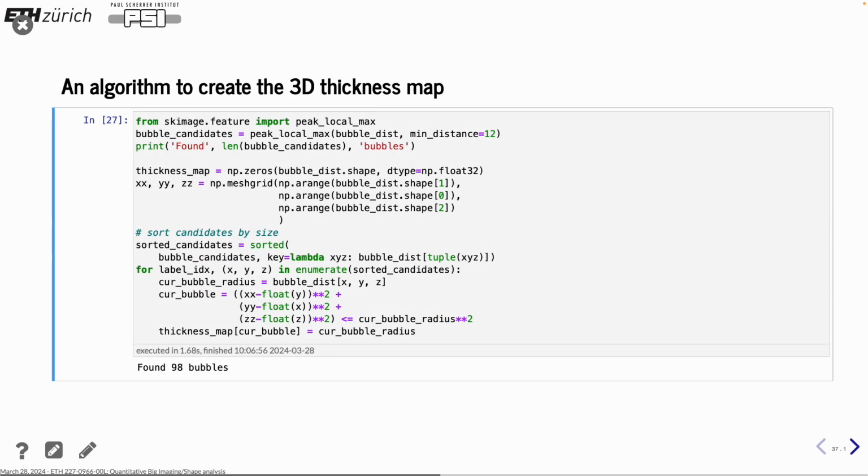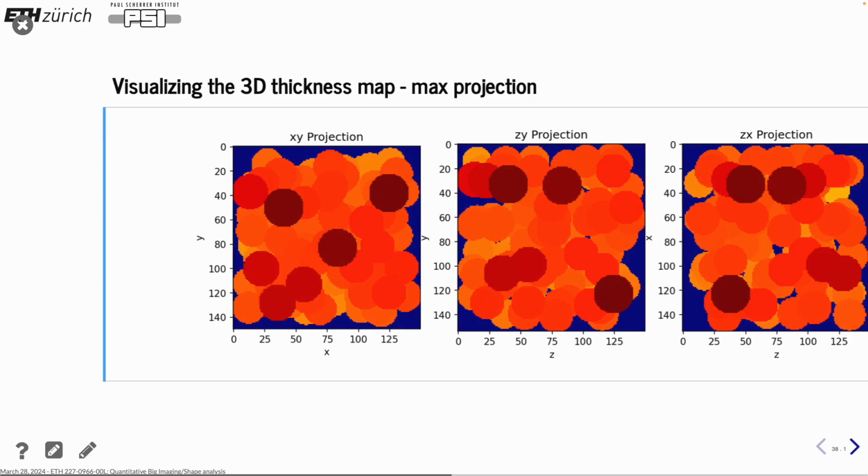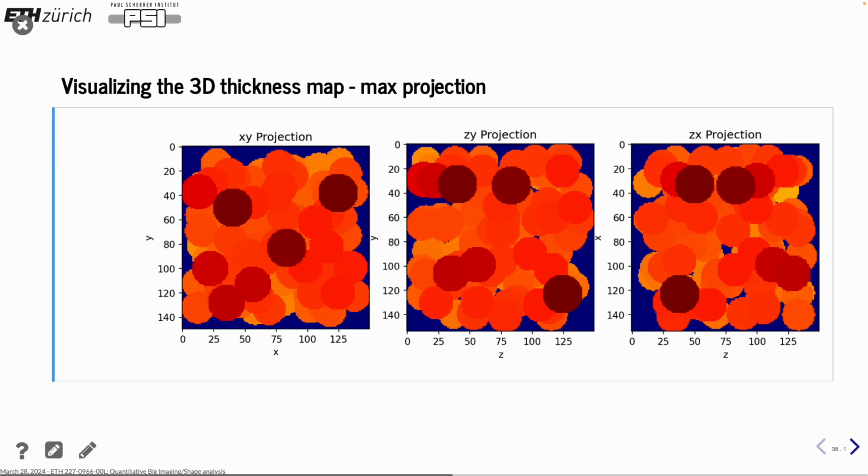And this algorithm found in the data I used 98 bubbles, and then we can look at it. And this way of visualizing it is, before I showed you the 3-dimensional, where you can show some isosurface, this one has a different information. It's the maximum projection through the volume in different directions.